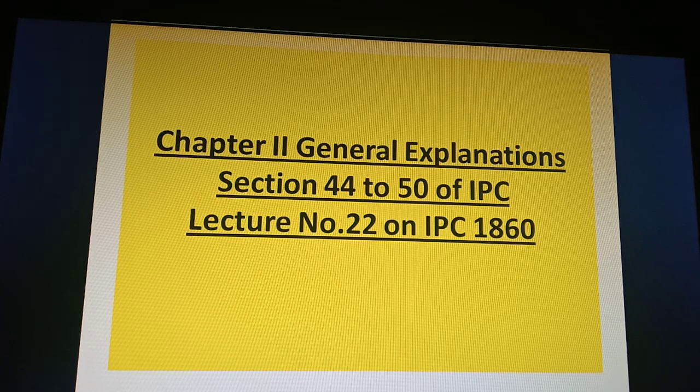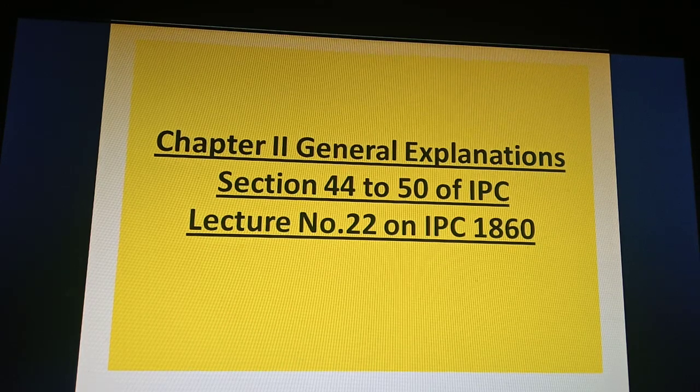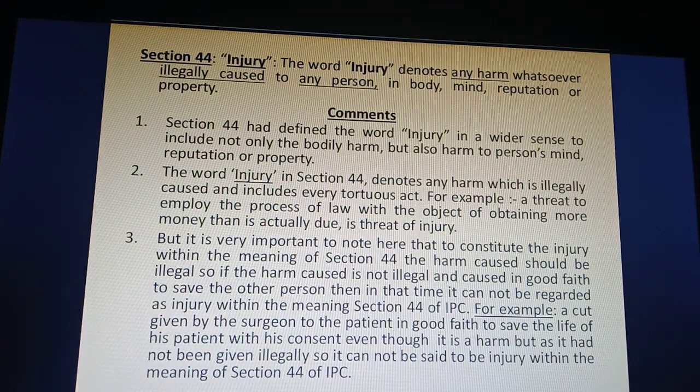Hello students, in this lecture number 22 on IPC, I am going to discuss with you very important definitions of IPC which are given in sections 44 to 50 of IPC. Now let us start the video from section number 44.